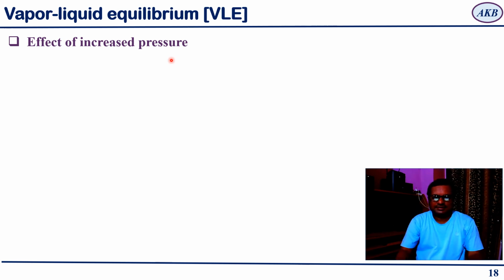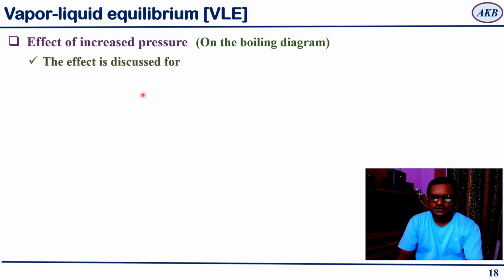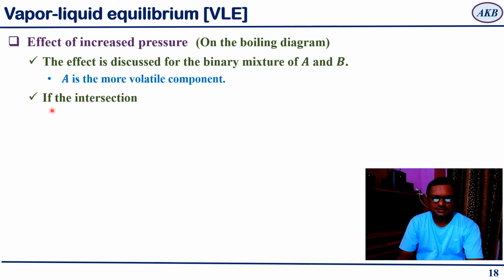Let us understand that. We are understanding the effect of increased pressure on the boiling point diagram. The effect is discussed, again, for a binary mixture of A and B, same thing. A is the more volatile component. Again, this is a kind of revision for you.